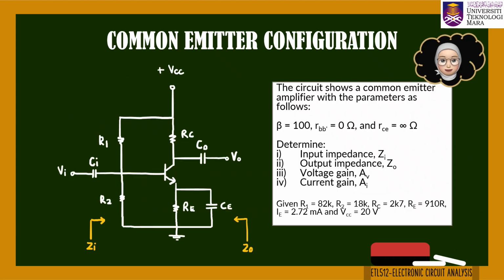This slide is an example of the common emitter configuration. The circuit and parameters are given and our task is to determine the input impedance, output impedance, voltage gain and current gain. Please take a moment to copy down the circuit and the given values. You can pause the video if you need more time. Once you are ready, let's do this example together.